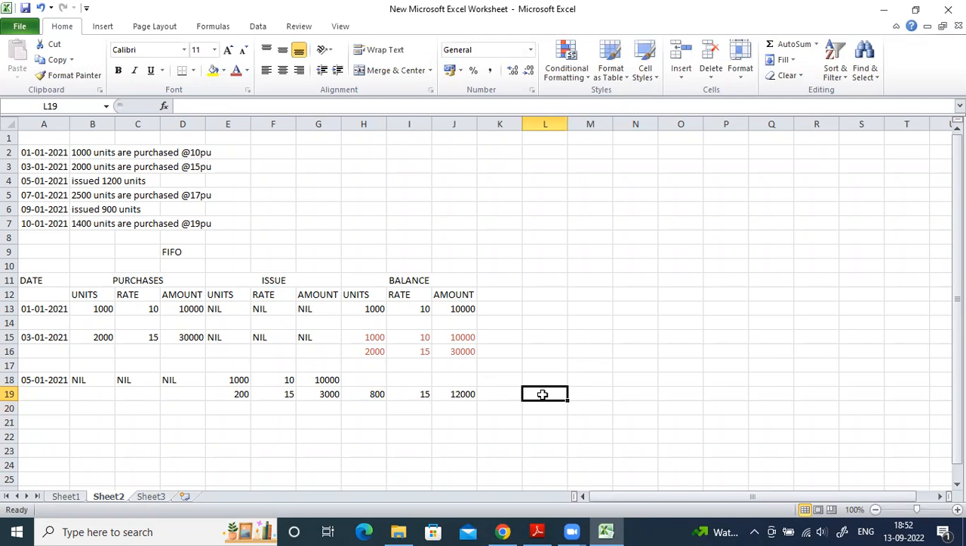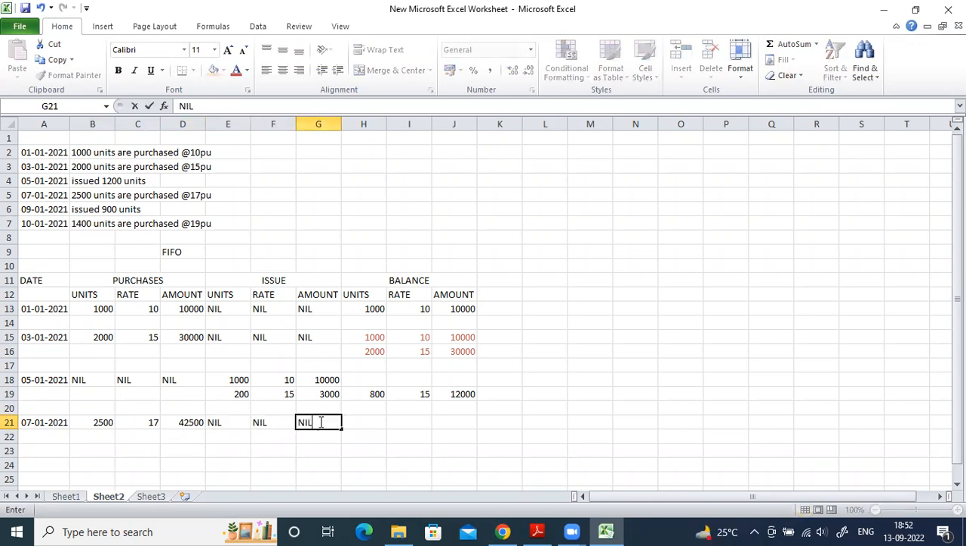Yes, sir. Then next date, 7th January 2021. Is it purchase or issue? Purchases. So how much we purchased? 2,500, rate 17. Amount will be 2,500 into 17, so it will be 42,500. There will not be any entry in issue.